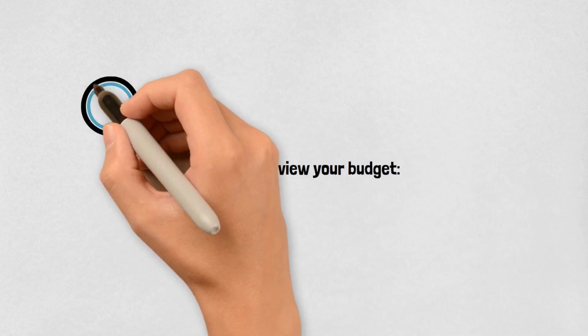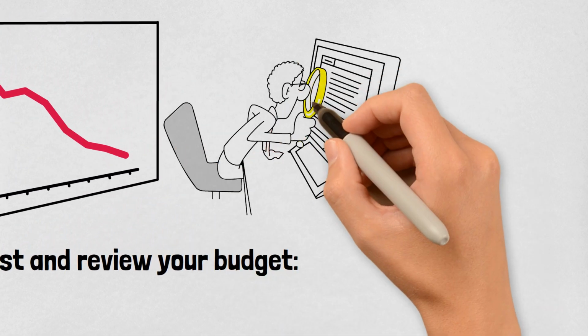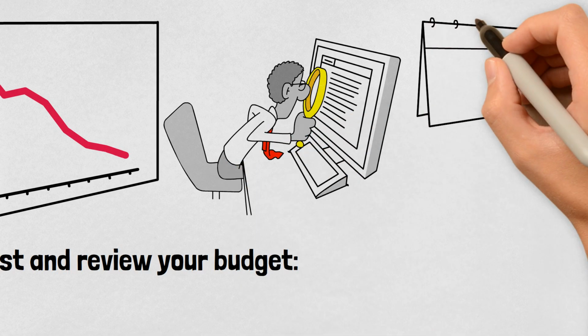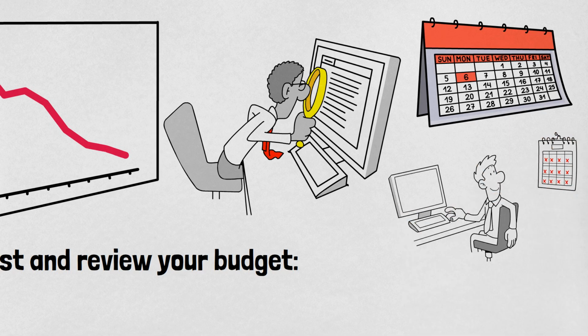Adjust and review your budget. Regularly review and adjust your budget based on changes in your income, expenses, or financial goals. Analyze your expenses and look for opportunities to reduce unnecessary expenses or identify areas where you can save more money. Track your monthly expenses to assess whether you are sticking to your budget and adjust your habits as needed.